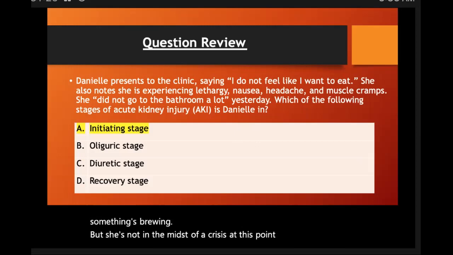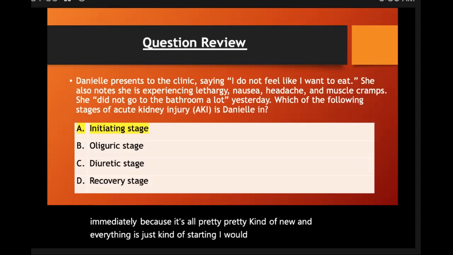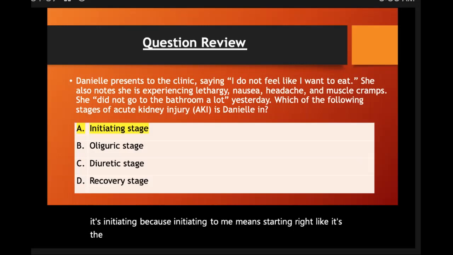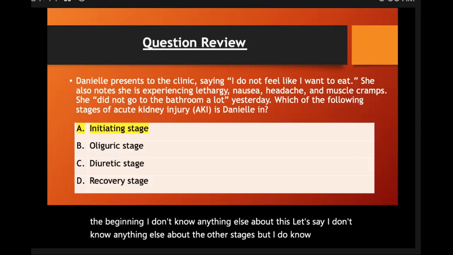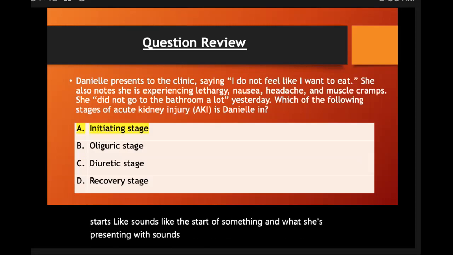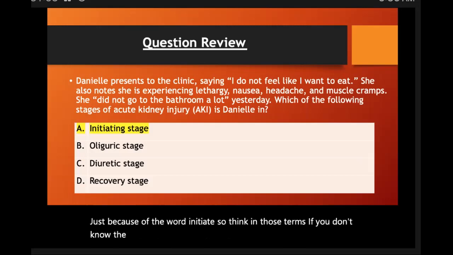So for me, because it's all pretty new and everything is just starting, I would have immediately said it's initiating, because initiating to me means starting, right? It's the beginning. Let's say I don't know anything else about the other stages, but I do know initiation sounds like the start of something, and what she's presenting with sounds like the start of something. So if I didn't know the answer to this, I would have just picked A because of the word initiate. So think in those terms if you don't know the actual answer to the question, guys.